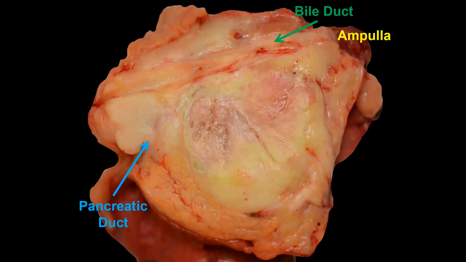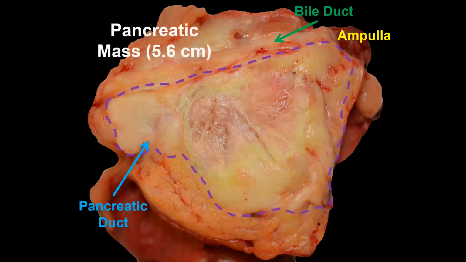As with all of our Whipple specimens, we cut the pancreas along the duct, specifically the pancreatic duct and the bile duct. The bile duct is indicated at the top and the pancreatic duct is to the left. As shown here, the pancreatic duct was completely obliterated by a large mass that again measured 5.6 centimeters in greatest dimension, encompassing almost the entire pancreatic head.